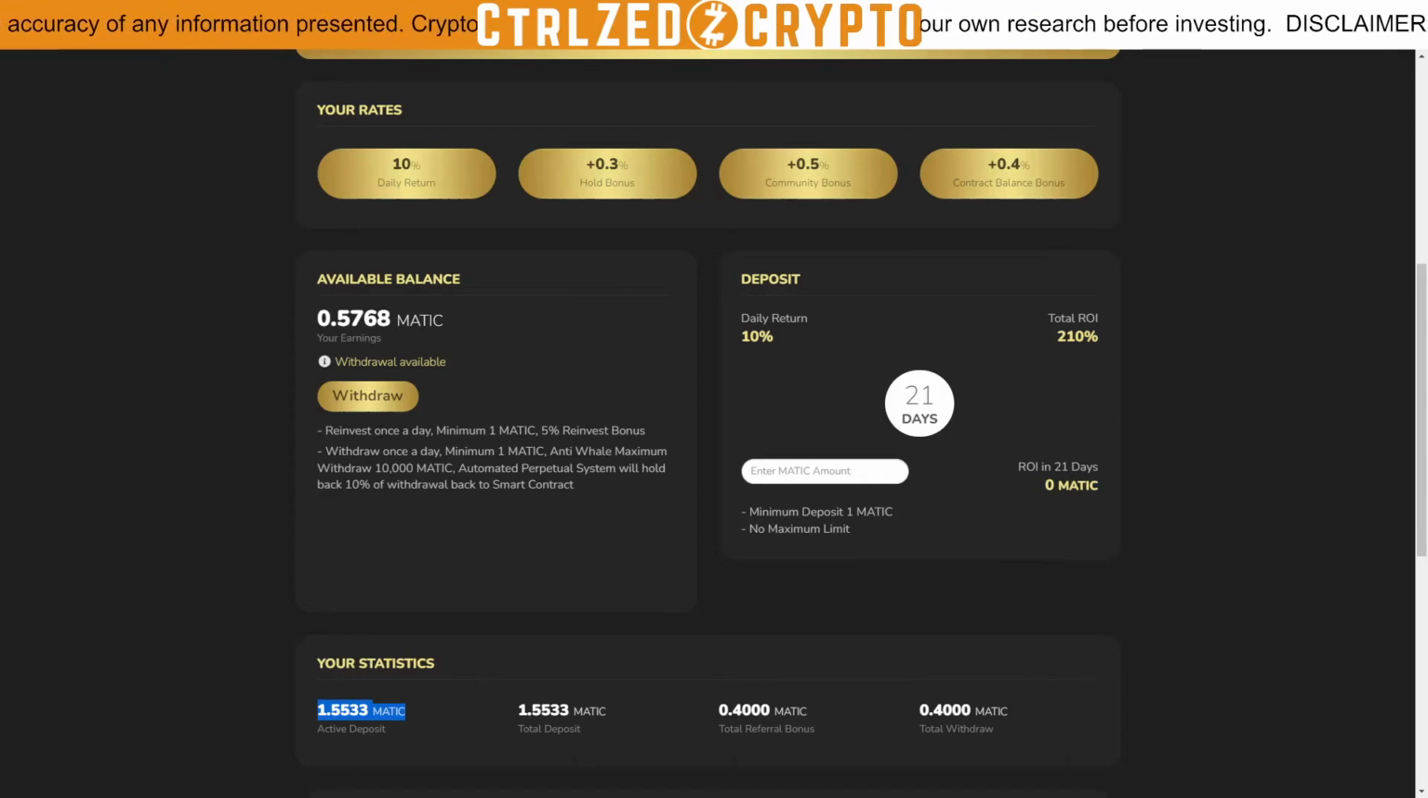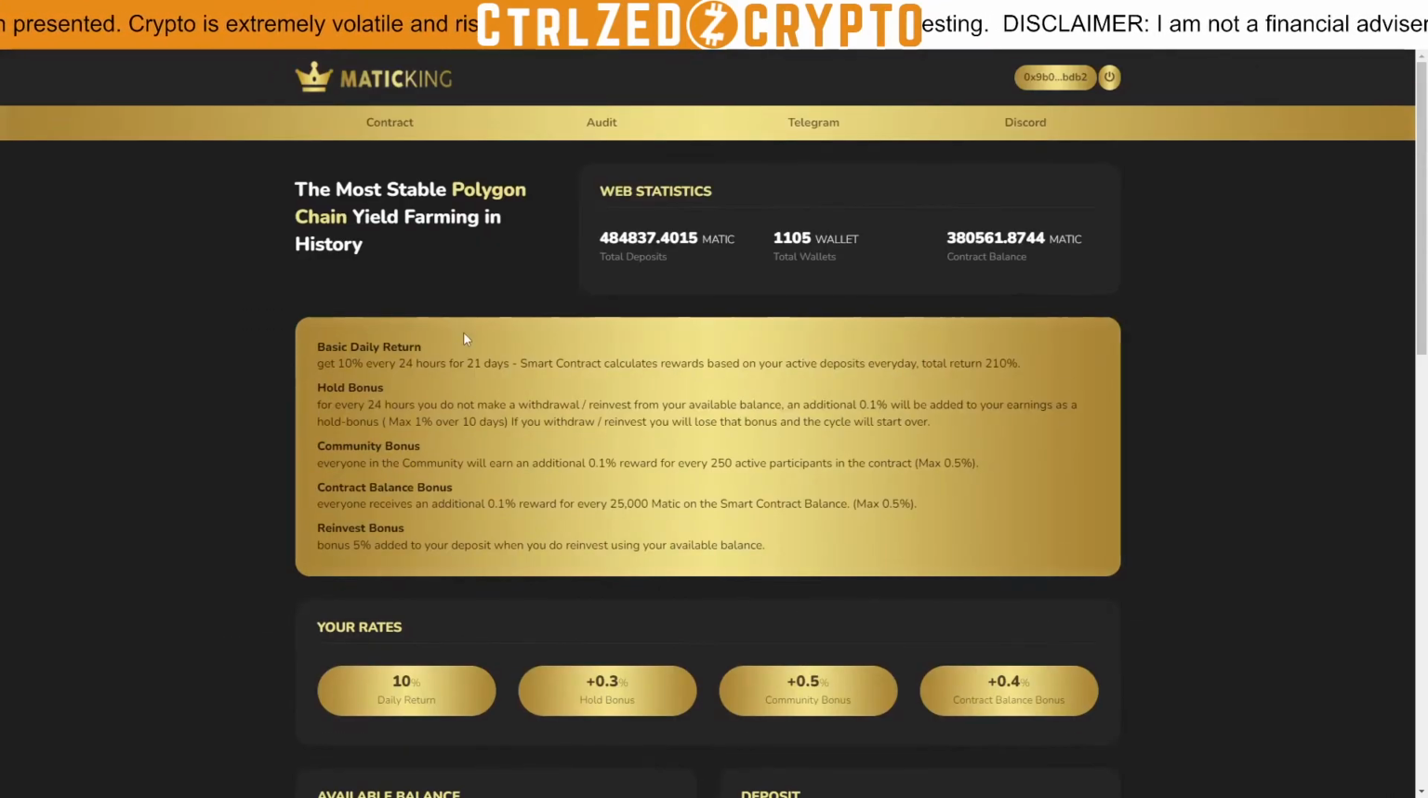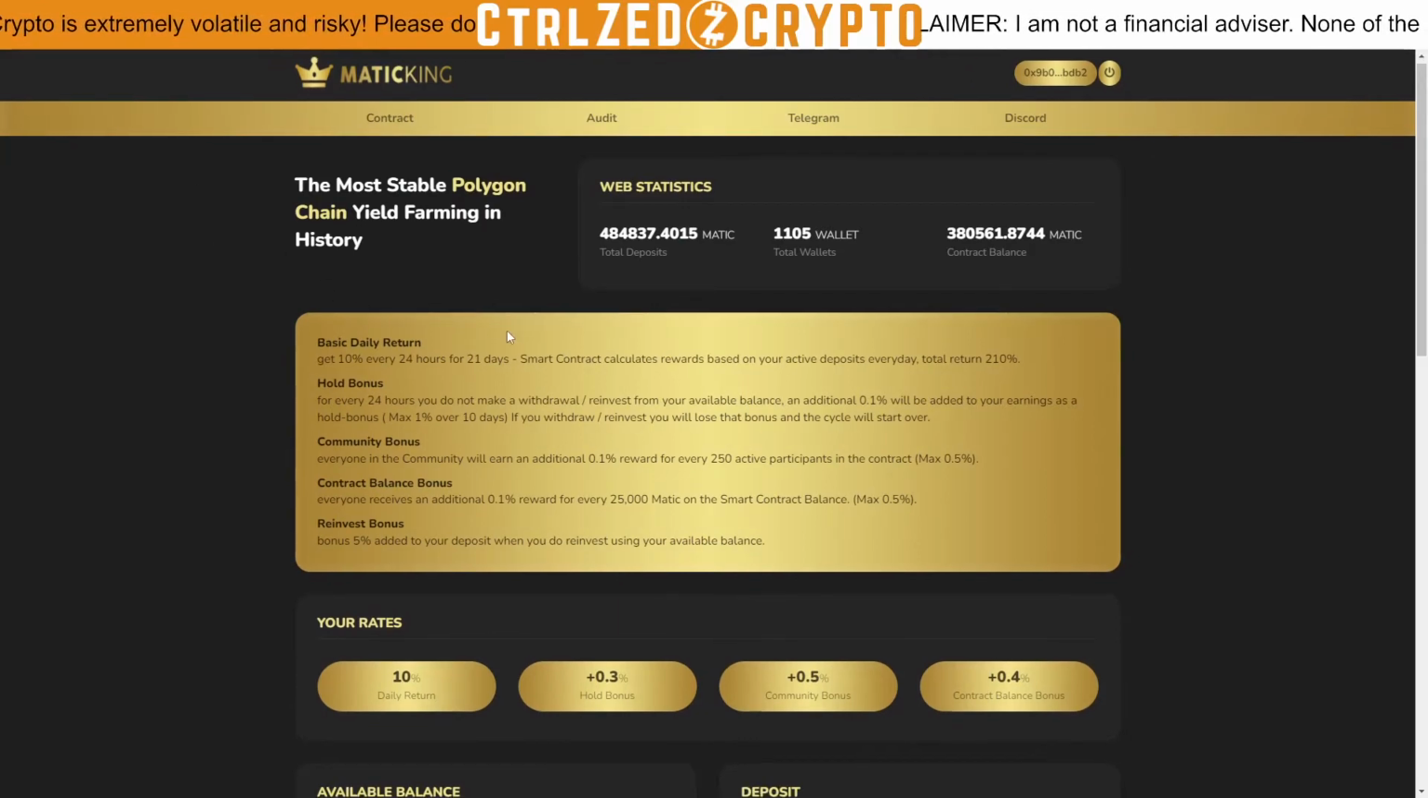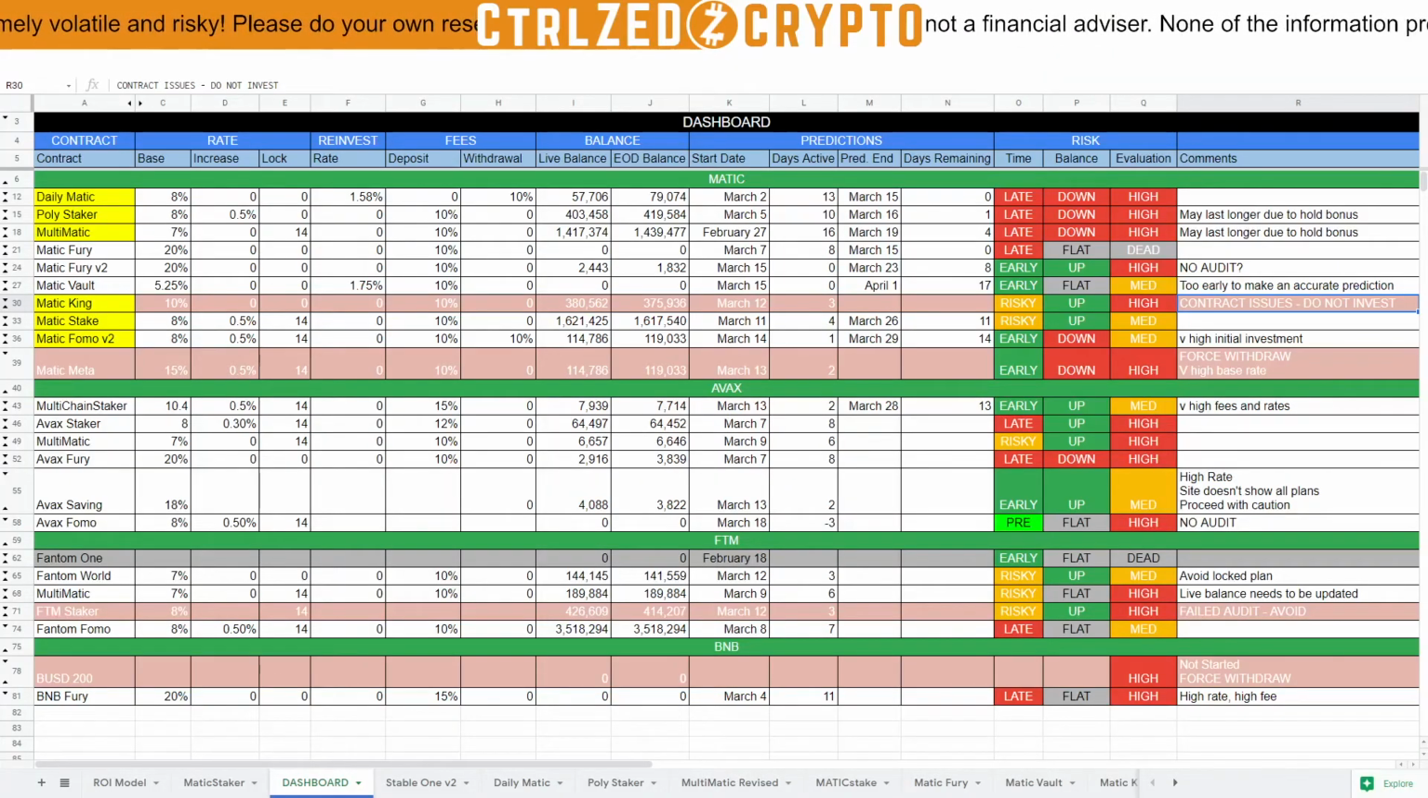In my last video, I mentioned what I'm doing with Matic King, which I would not advise anyone to do because it's kind of stupid and risky. But basically, let's have a look. If you look at the Matic King contract, what I noticed, and it's still happening, is that the contract balance is going up. You can see this live balance has gone up slightly since the last update at around midnight UTC.